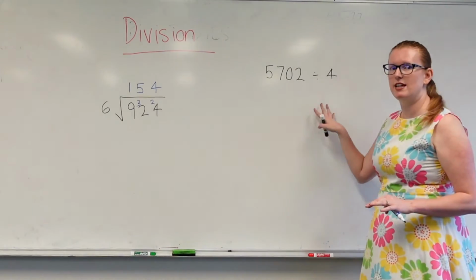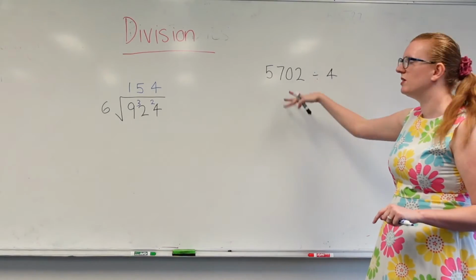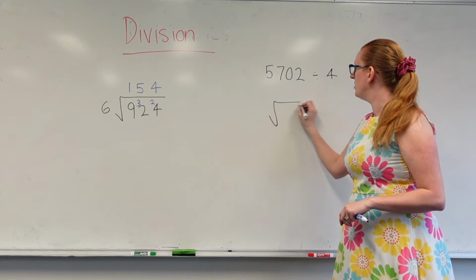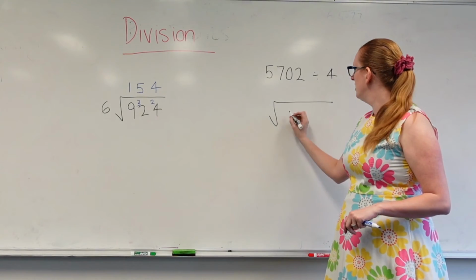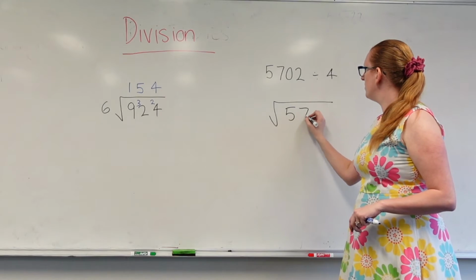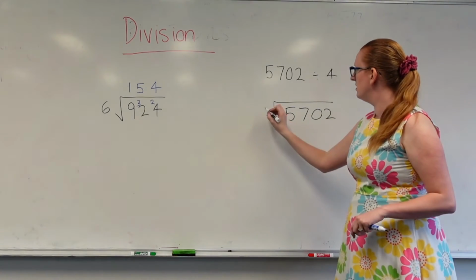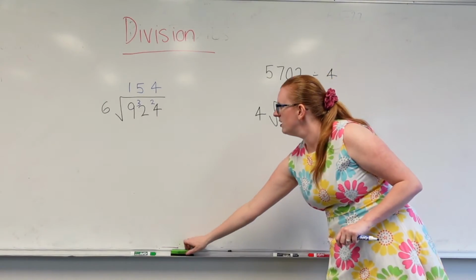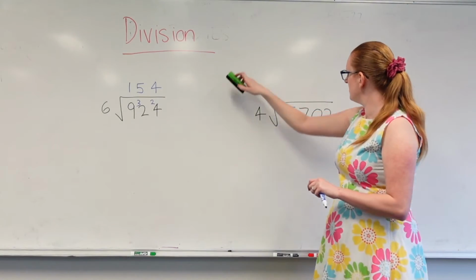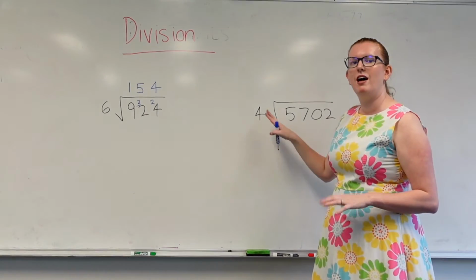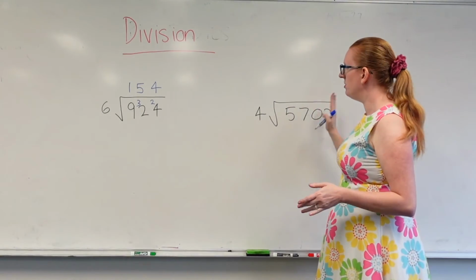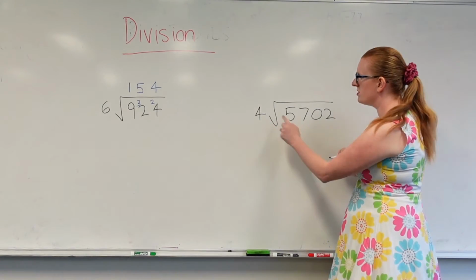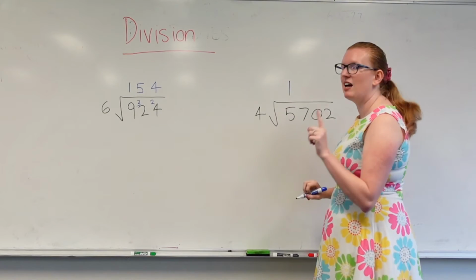Now again, this number isn't set out right for me to be able to do division. I can't do it like this. I need to rewrite this question in order to be able to solve it. So I'm going to draw this weird tick looking thing. I'm going to be putting my 5702 in here, and the 4 goes out the front. Cool. Let me get rid of this, make some more space. So now, again, I want to go number by number and figure out how many times 4 fits into each of these numbers. So 4 goes into 5 once, and it has 1 left over.